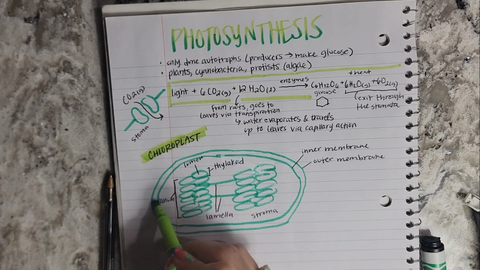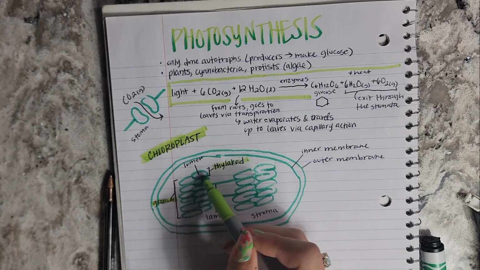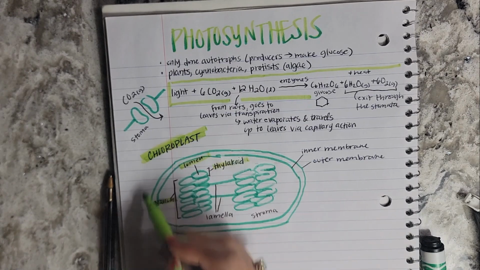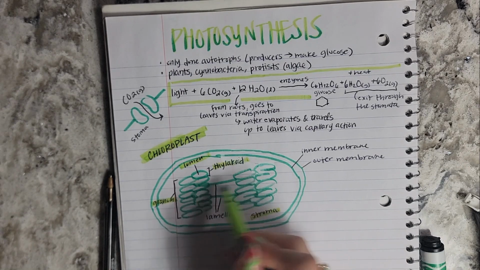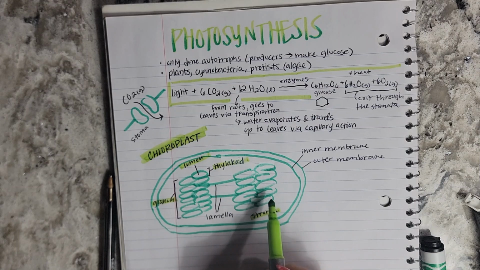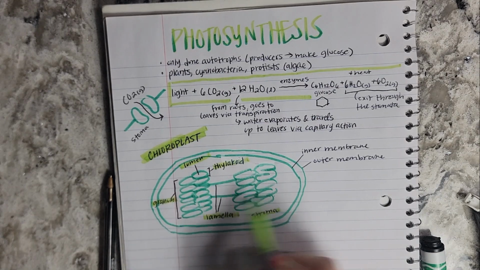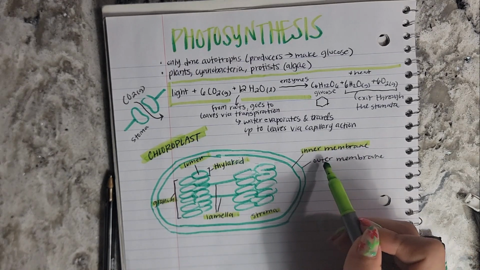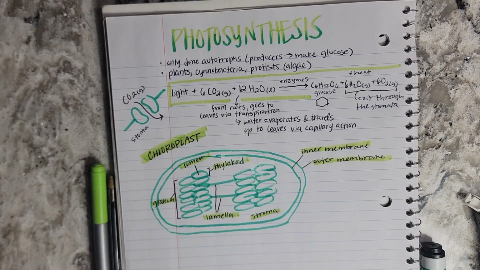Okay, a little review. This is a granum. It's a stack of thylakoids, and then a thylakoid is this guy. The space inside of the thylakoid is the lumen, and the space inside the whole chloroplast, but outside of the thylakoid, that's the stroma. The little intersections between grana are called lamella. They're connected. They can transport stuff to one another. The inner membrane is the inner membrane, and the outer membrane, that's the outer membrane. I know, that's really cool.